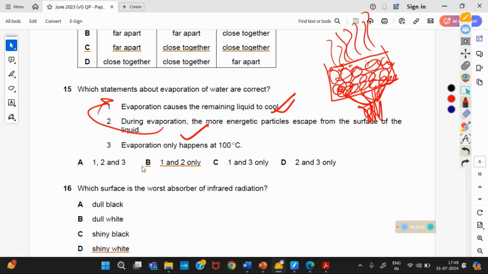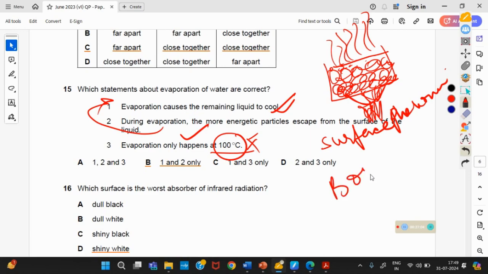So option 1 is right. Evaporation happens only at 100 degrees centigrade. This is wrong. Since evaporation is a surface phenomenon, it can happen at any temperature. And at 100 degrees centigrade, it is the boiling process. For boiling, 100 degrees centigrade is a necessary temperature.